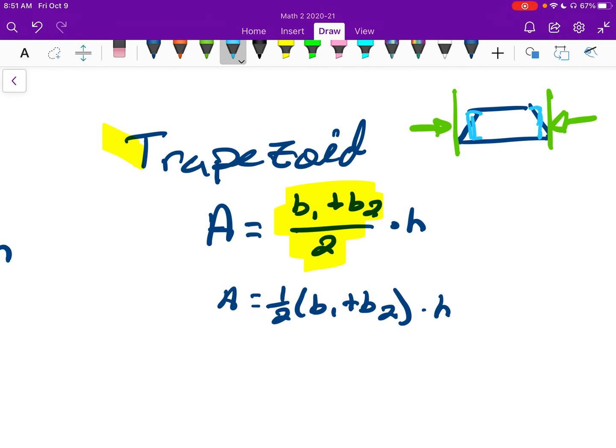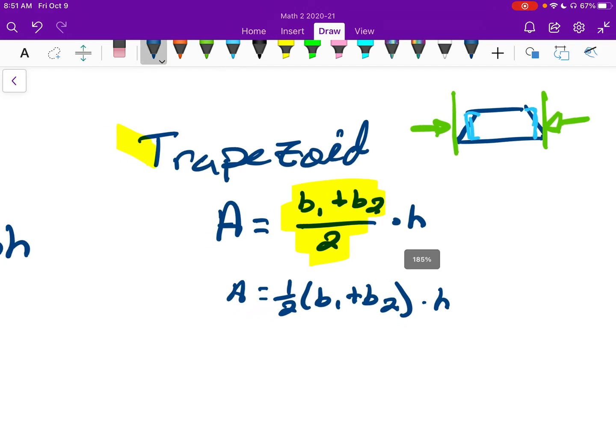So what we do in that picture, or in my mind at least, we smash it together and it ends up averaging the bases. The bases end up becoming the same, and it really turns into a rectangle, and then you could say the area is base times height, right? So it's kind of based off of that rectangle formula, or the parallelogram formula.